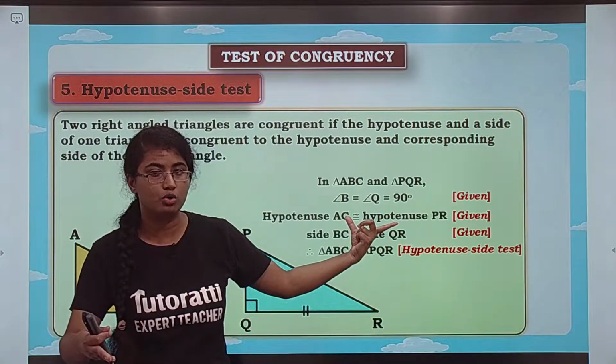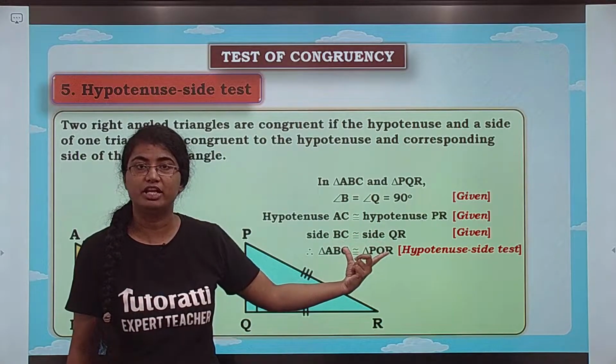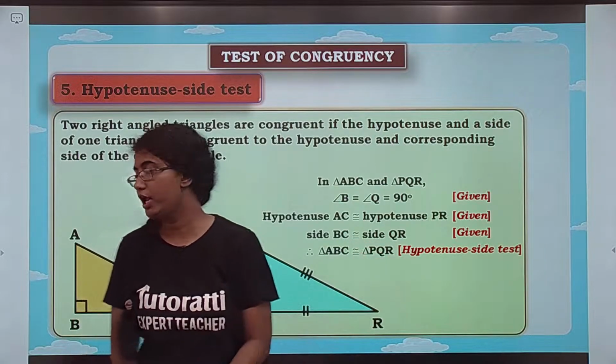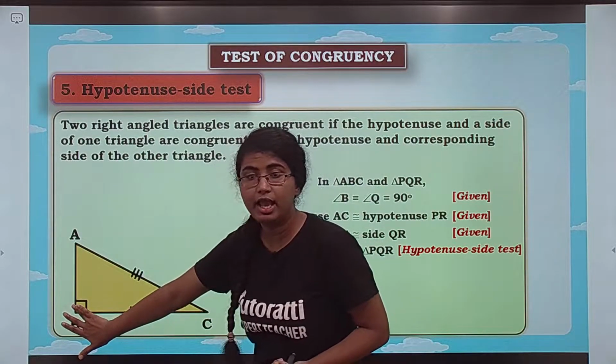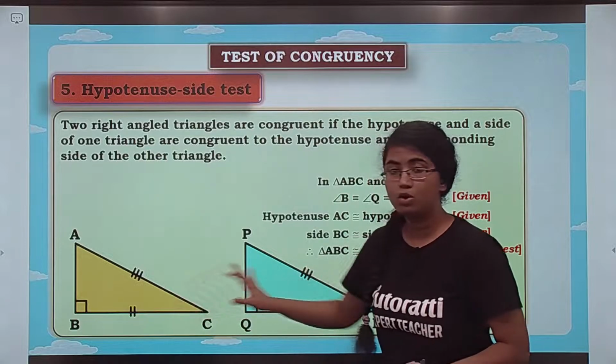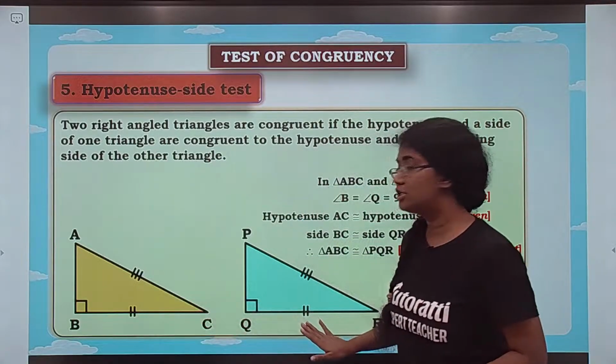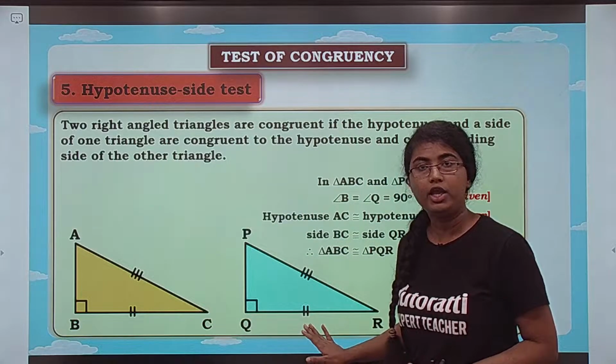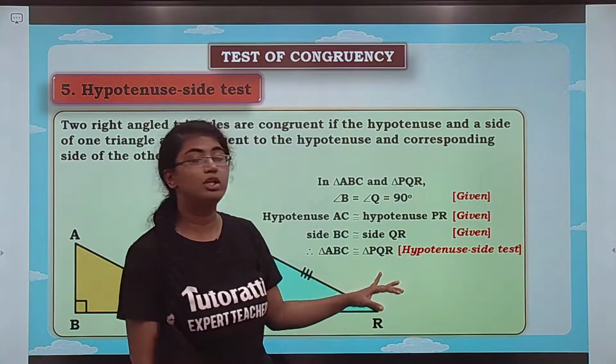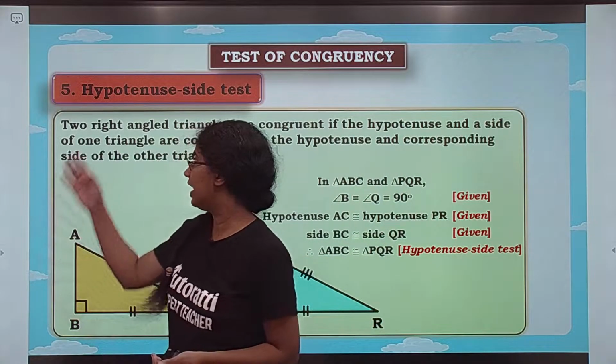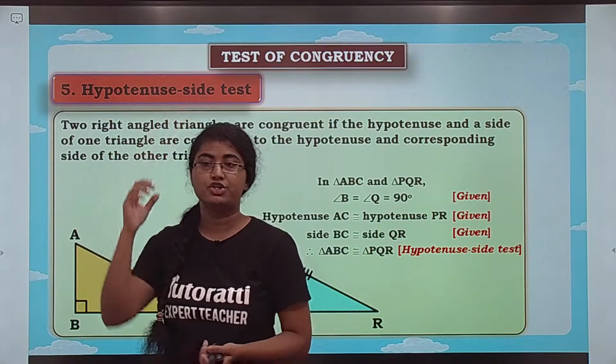Hypotenuse should be congruent, and one of the remaining sides should be congruent as well. Okay, take a look at the figure. Right angle hai, hypotenuses are congruent, and one of the remaining sides is congruent as well. Okay, so that is how you conclude that the two triangles are congruent by the hypotenuse side test.